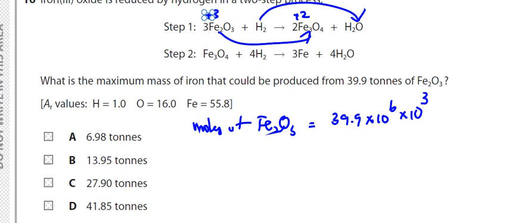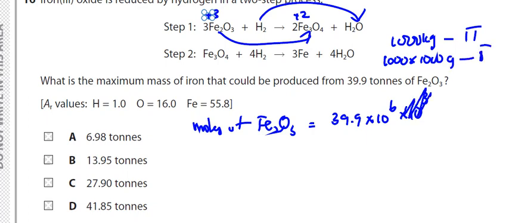10 to the power 6 is to convert the tons into grams, because 1,000 kilograms is 1 ton. To convert kilograms into grams, you multiply by 1,000 again. So 1,000 times 1,000 grams is 1 ton. So simply multiply by 10 to the power 6, and divide by the molar mass of iron 3 oxide. Here you have 55.8 times 2 and 16 times 3, which is 48. You get the answer as 159.6. So this is the moles of Fe2O3.